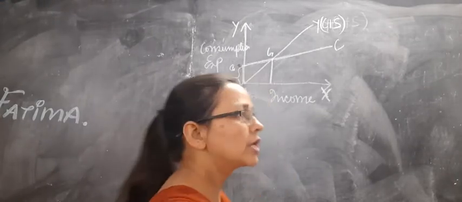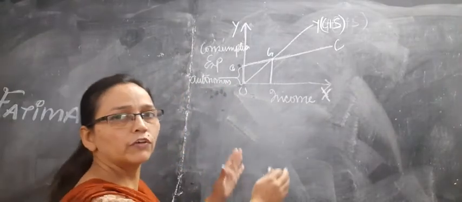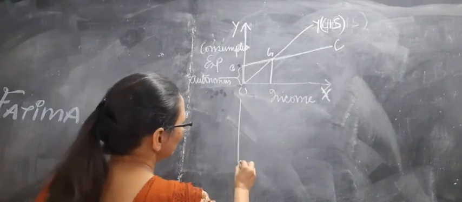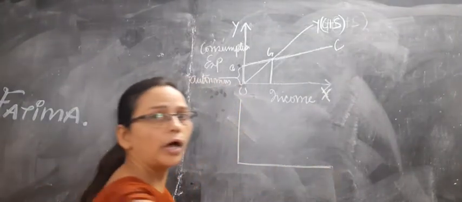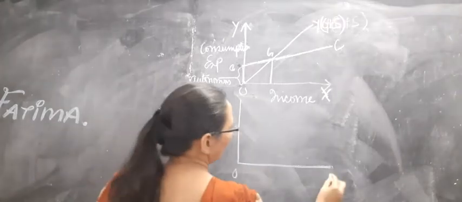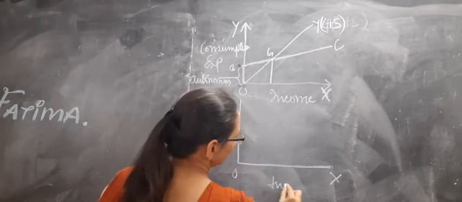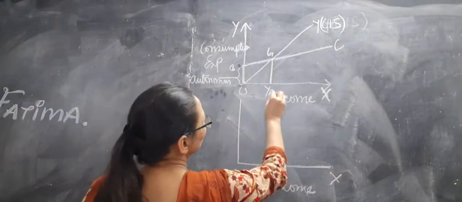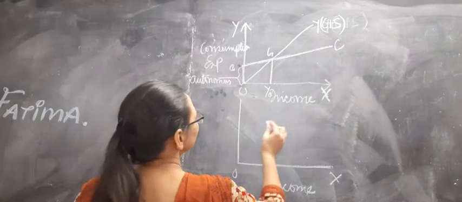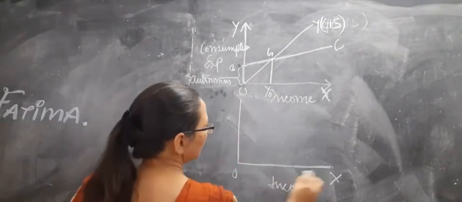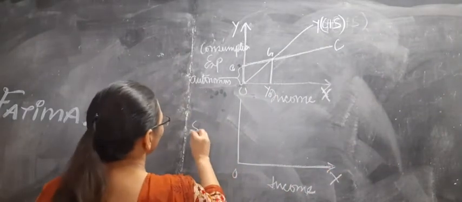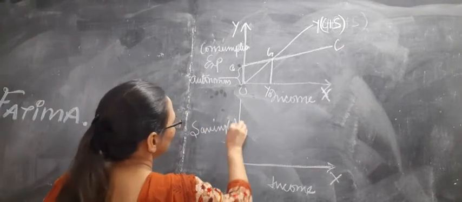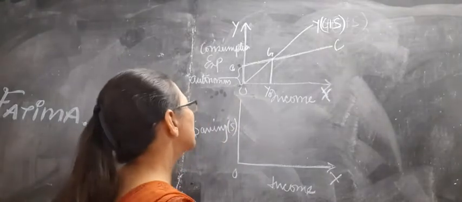Now we come to the saving function, and we will be deriving it from this diagram. We are connecting this panel to the second panel over here. I hope this is clear to everyone. On the OX axis, again we will take income. This is OY0, just keep it in mind, right? This is the income of the consumer, and this is the saving of the consumer.